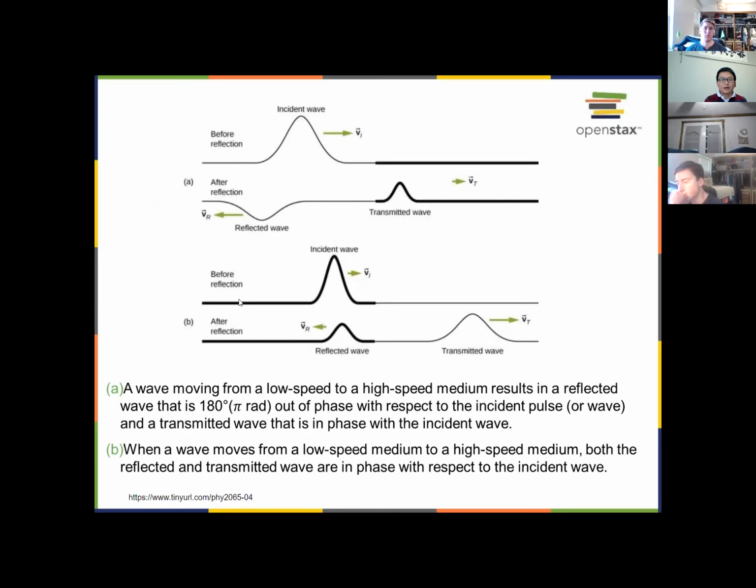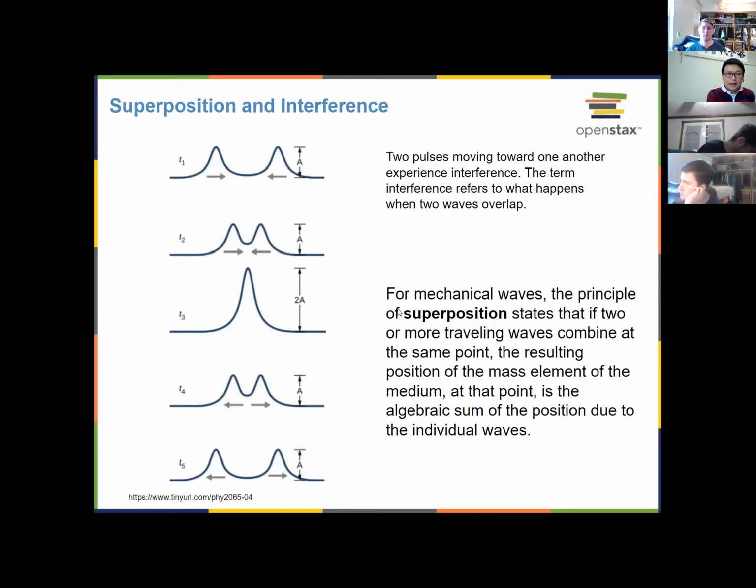Similarly, if you have a wave come from a thicker part into a thinner part, the transmitted wave doesn't have a phase shift, while in the reflected wave, there's no phase shift either, okay? So from thicker to thinner, that's the case there. And if there are two waves in the string, they meet at a particular location, then the waves will add up. You just add up their wave functions, okay?